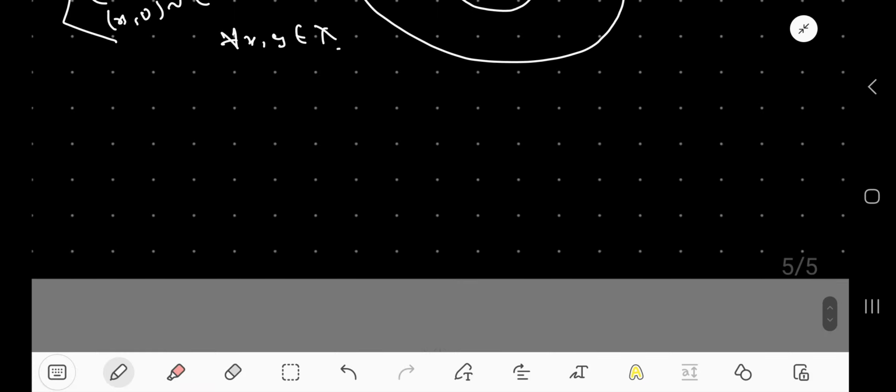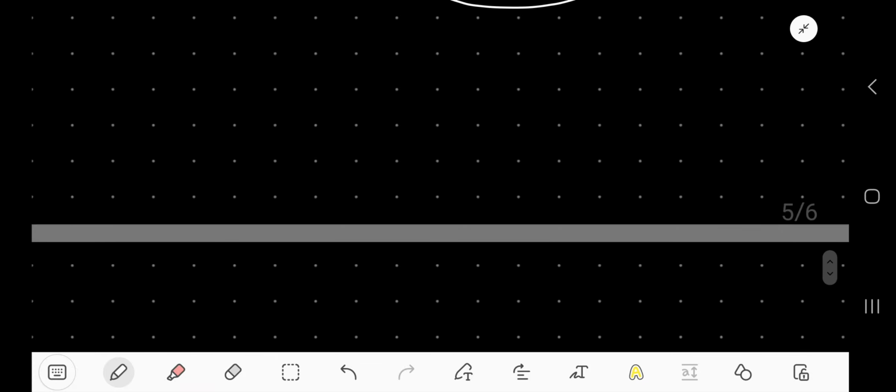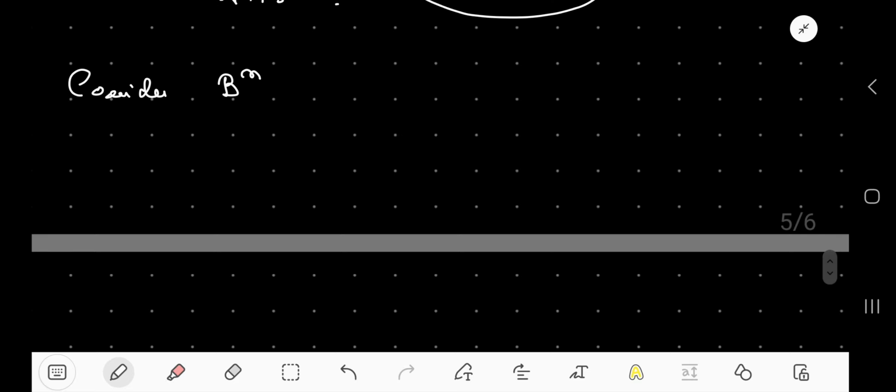The next example is the identification space of balls and circles. This is the last identification space I would like to talk about. Consider Bⁿ, the n dimensional unit ball. Bⁿ refers to the n dimensional unit ball.